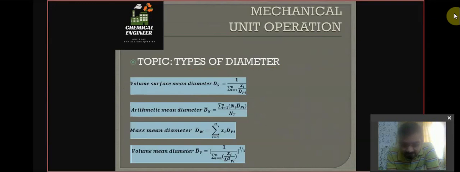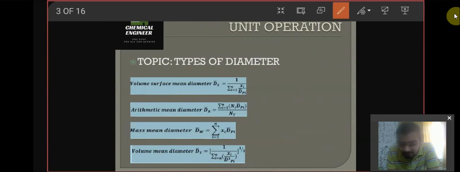Let's move on. The next topic is related to the solid itself, that is types of diameters. These four formulas you should always remember. First is the volume surface mean diameter, which is also known as the Sauter mean diameter. The Sauter mean diameter is 1 upon sigma xi divided by dpi, where i equals 1 to n. This is the typical formula for the Sauter mean diameter.